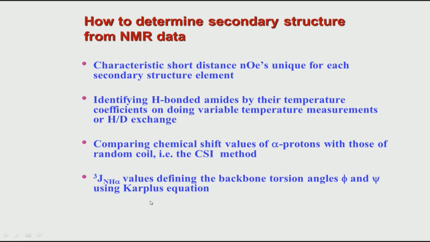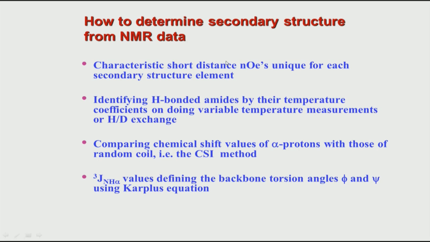So, how do you do that? There are varieties of methods in NMR to do that. So, let us go through them. One of the approaches is to look at what are called short distance NOEs, meaning short distance cross peaks between two residues which are close to each other in a NOESY spectrum.